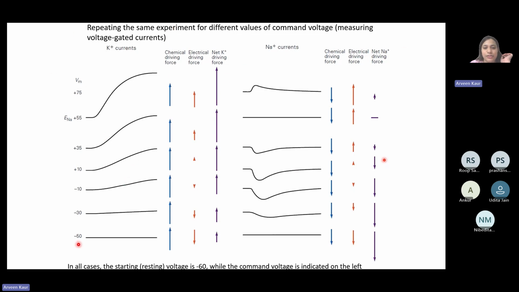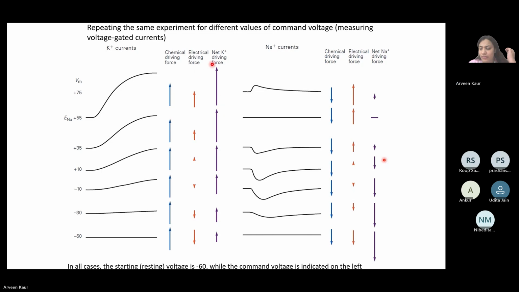And you know that closer to the resting voltage, the chemical driving force for potassium is outward, and the electrical driving force for potassium is inward, right? And the net driving force is also outward, right? As we go more and more positive, the chemical driving force is always outward, because potassium is much less on the outside than the cytosolic side of the cell. But the electrical driving force changes as and when we reach positive potential, so it also starts increasing.